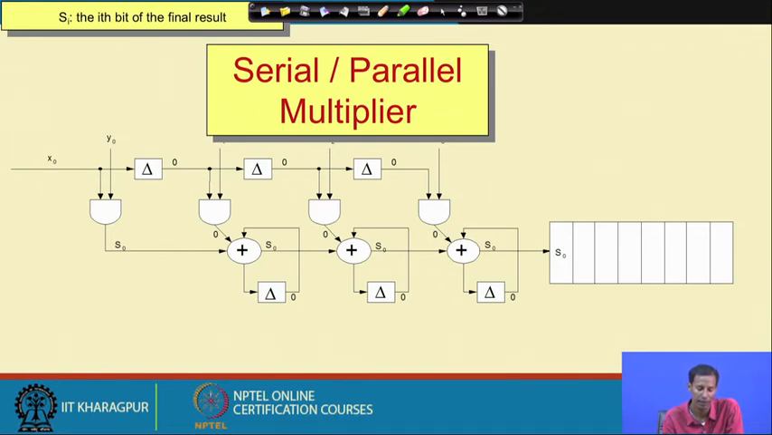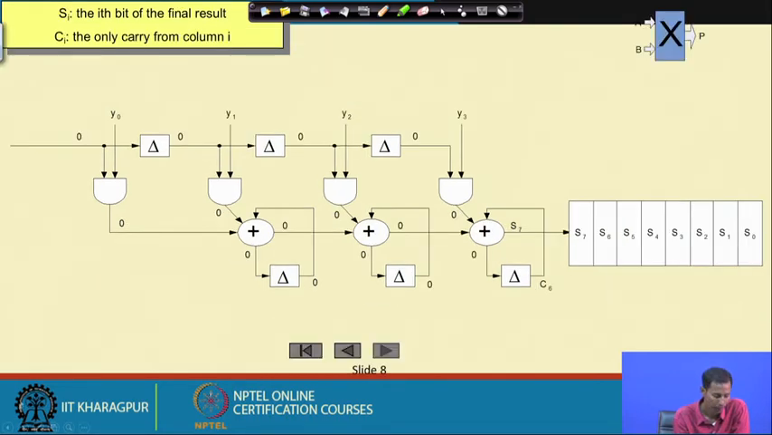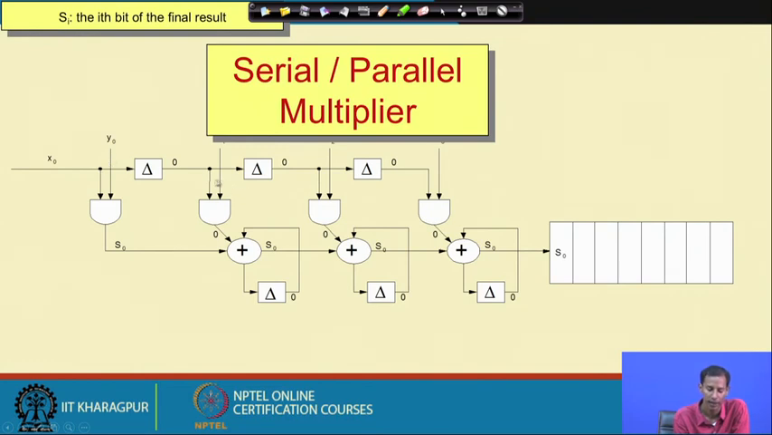So, serial/parallel architecture means, here this x0y0, x1y1, sorry, x0y2, y1, x0y2 and x0y3, all together they are ANDed, and they basically produce this. Initially they will produce this, as these blocks are the delay blocks, right.